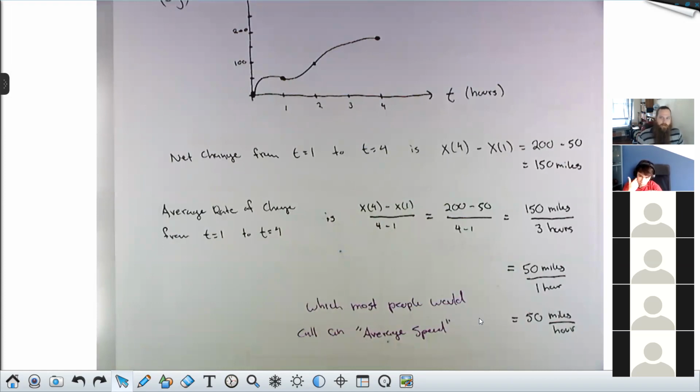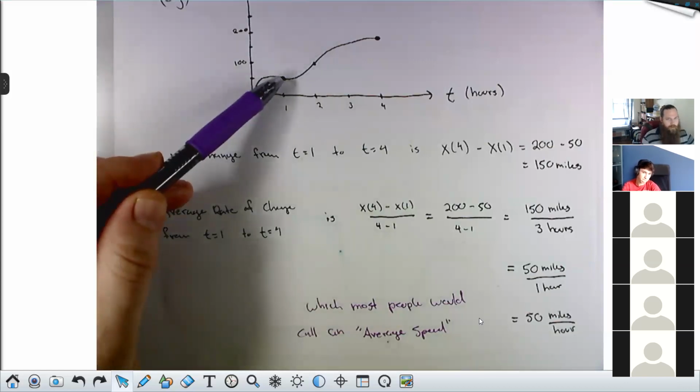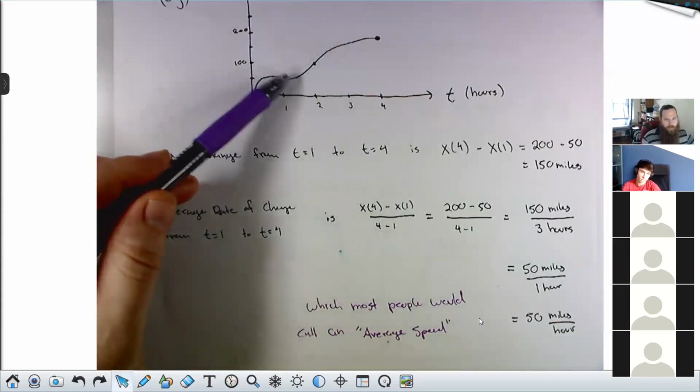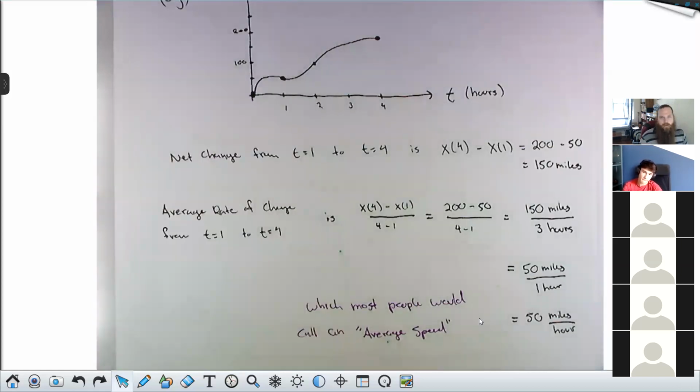Was I going 50 miles an hour the whole time? No, right? In fact, right here at this moment, I'm going like 0 miles per hour. The slope of the graph at that point, we call the instantaneous rate of change. That's how fast you're going at any given moment. And to really understand that concept, you need limits, and that's what calculus is all about.